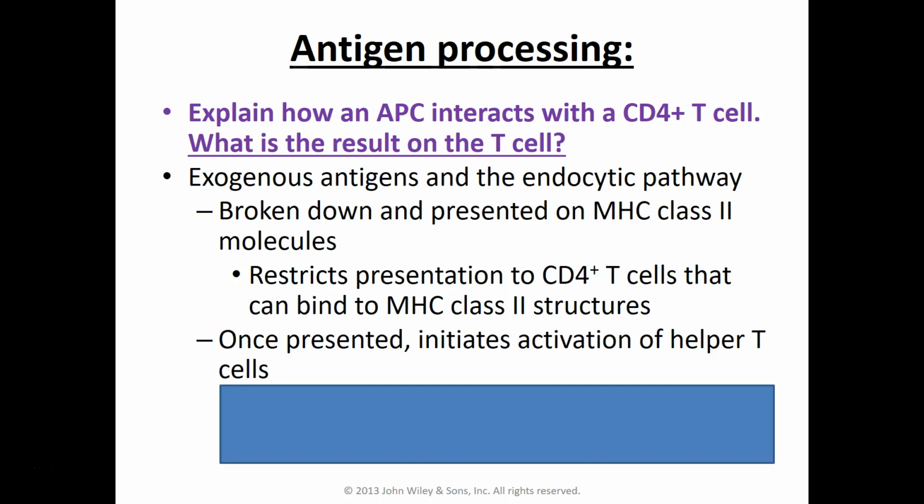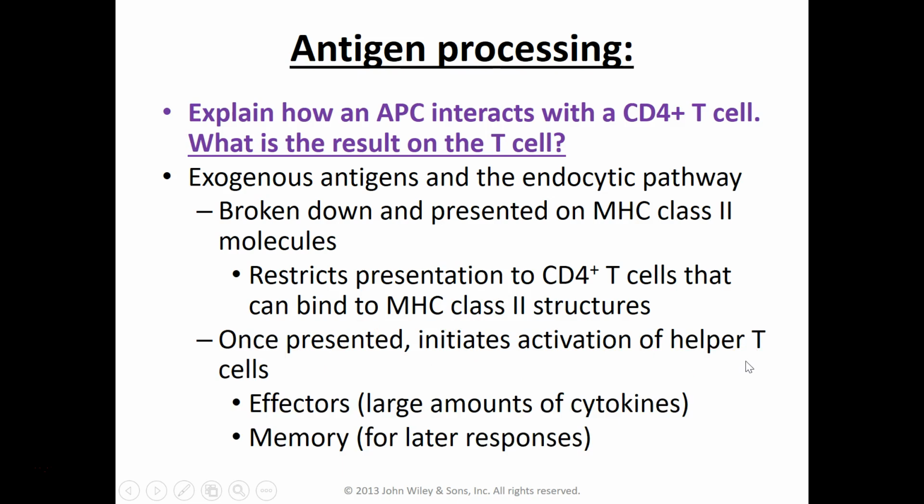So when they take something in from outside, this is restricted to, as we saw, helper T cells, CD4, MHC class 2. Once it's initiated, the helper T cell is going to become activated. We're going to get a whole bunch of them. Some of them are going to become effector cells, which produce large amounts of cytokines, lots of talking. Others are going to become memory cells, in case the bad guy comes back again later.